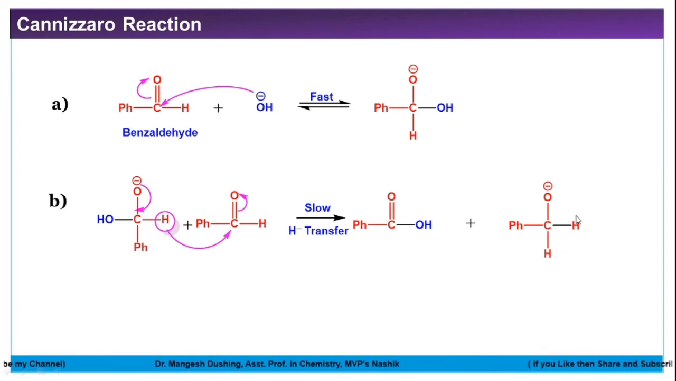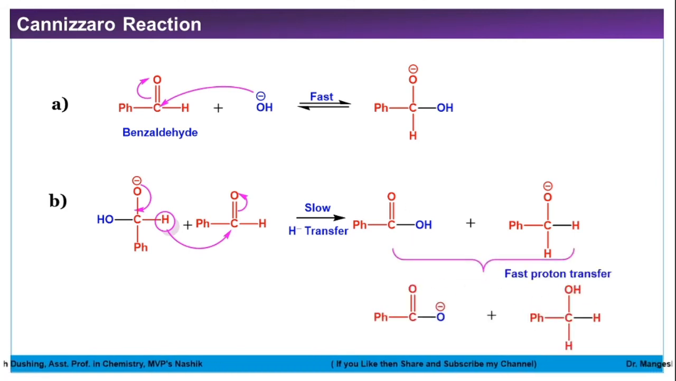And this is more basic. It abstracts a proton from this benzoic acid. So this is called exchange of proton. This is a very fast process. So we will get this benzyl alcohol and sodium salt of benzoic acid. So this is the oxidized product while the alcohol is the reduced product.